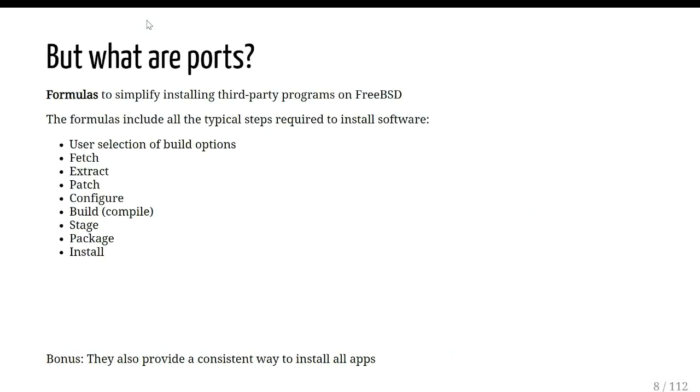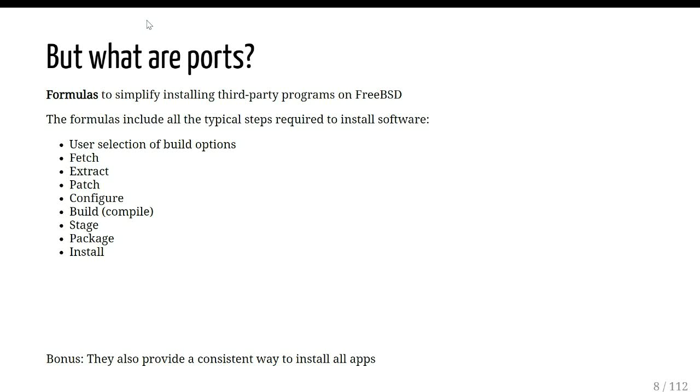So ports, the FreeBSD App Store before the term was claimed as a trademark. I think Apple's venture into that was actually declined by the courts, but they tried to trademark the term App Store. So what are ports? They're essentially formulas that simplify installing third-party packages. And these formulas include all the typical steps to download and install software on a FreeBSD machine. So that includes giving you the option to configure build time options for any program, but it'll go and download the program from the developer's website. It'll extract it onto your file system, apply any local patches. It'll run through a configure step and then actually do the compile, and then it'll stage the installation, package it up, and then finally install it on your machine.